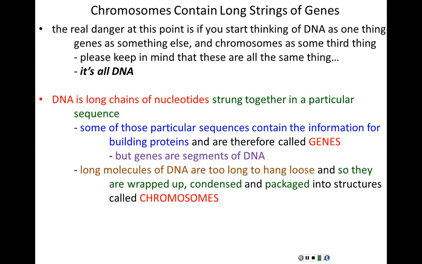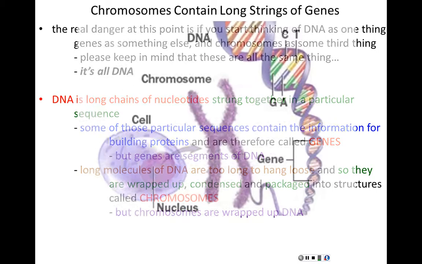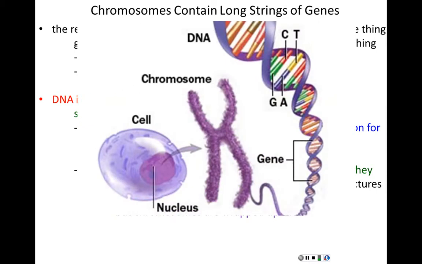Long molecules of DNA are too long to just hang there loose, and they're too big to fit into nuclei, and so they're wrapped up and condensed and packaged into structures that we call chromosomes. But still, chromosomes are nothing more than DNA, sequences of nucleotides, that are wrapped up and packaged so that they take up less room. And so this schematic, I hope, shows that best. DNA is DNA is DNA, and that's all DNA is. It's chains of nucleotides, G's, A's, C's, and T's, strung together.